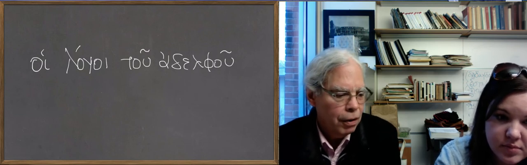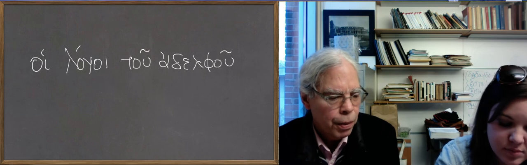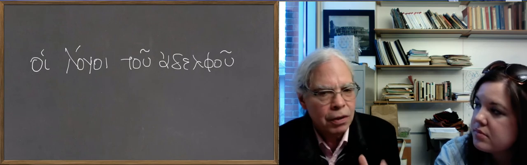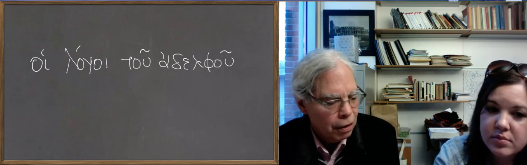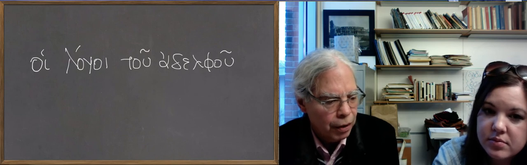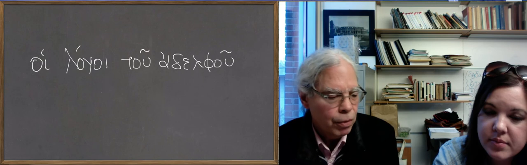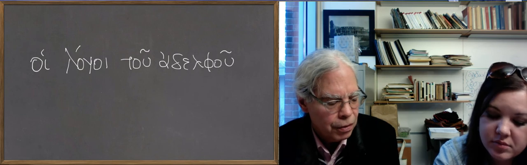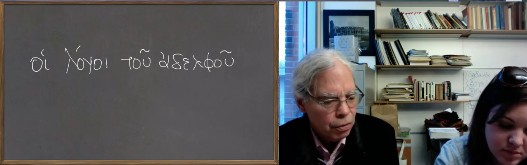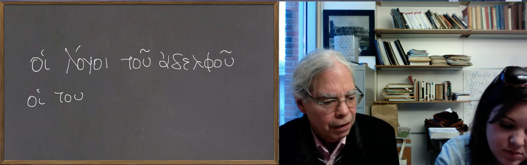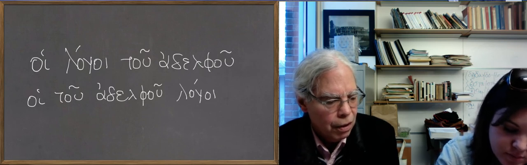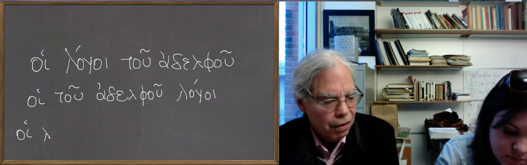But Greek can do a very interesting thing with the article. It can group expressions like the words of the brother. That's a little noun phrase, okay? That's a clump of language that goes together. So Greek can take the genitive of the brother, the modifier of the noun, right? It's specifying which words, and it can put it in two different places. You can do hoi tu adelphu logoi, like that. In other words, between the article and the noun, okay? Or it can do hoi logoi, hoi tu adelphu.